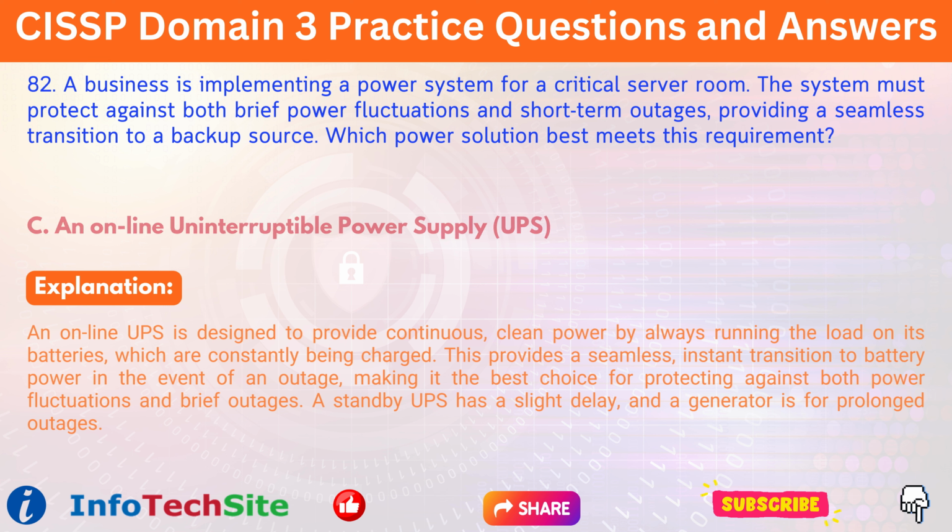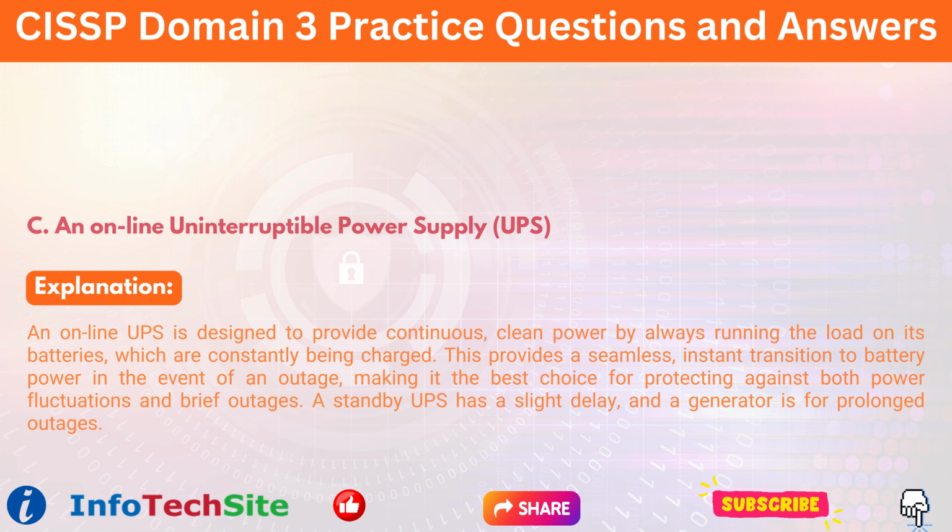The correct answer is C. An online uninterruptible power supply, UPS. Explanation. An online UPS is designed to provide continuous, clean power by always running the load on its batteries, which are constantly being charged. This provides a seamless, instant transition to battery power in the event of an outage, making it the best choice for protecting against both power fluctuations and brief outages. A standby UPS has a slight delay, and a generator is for prolonged outages.